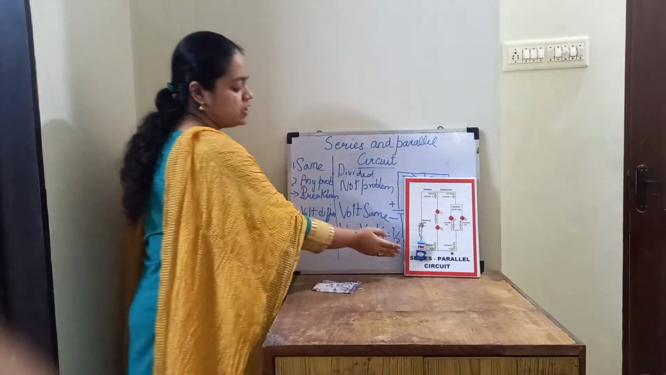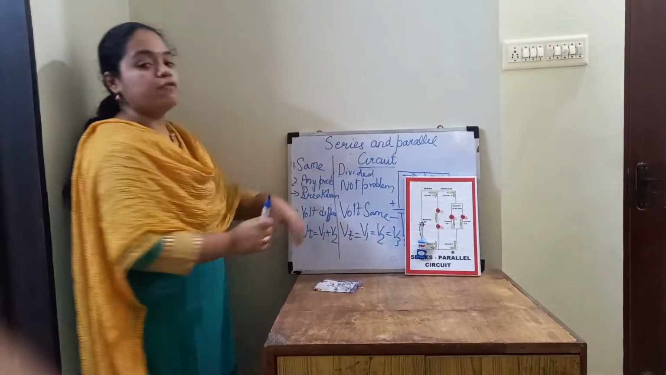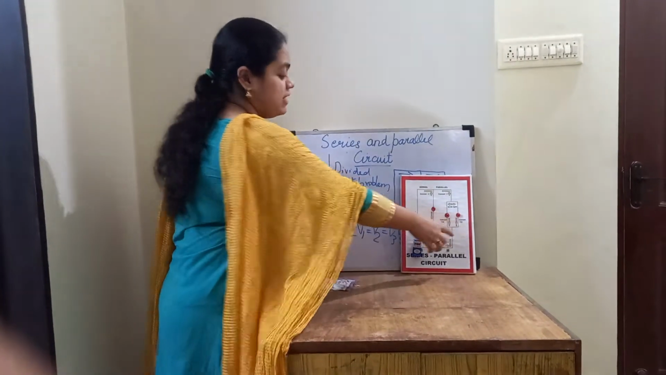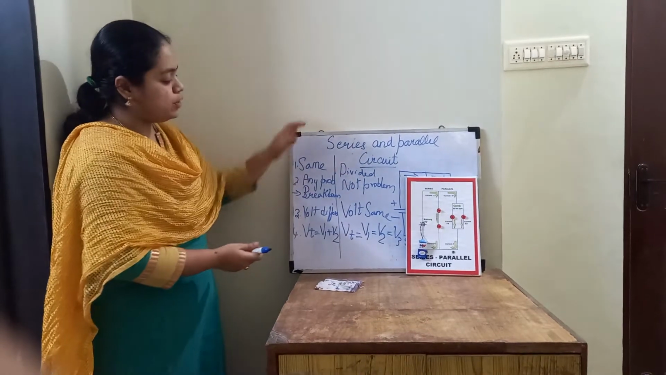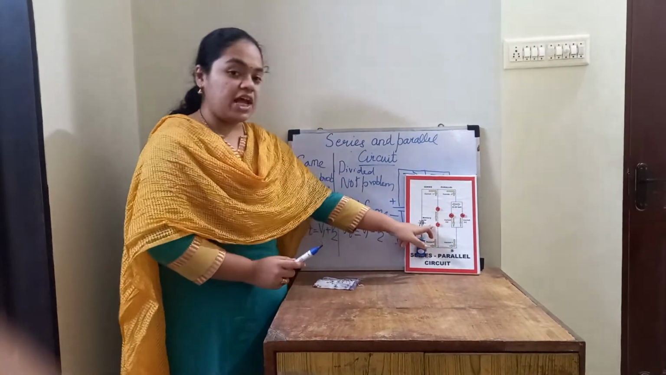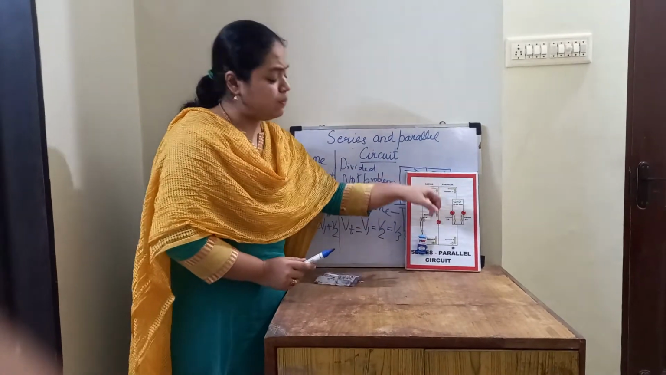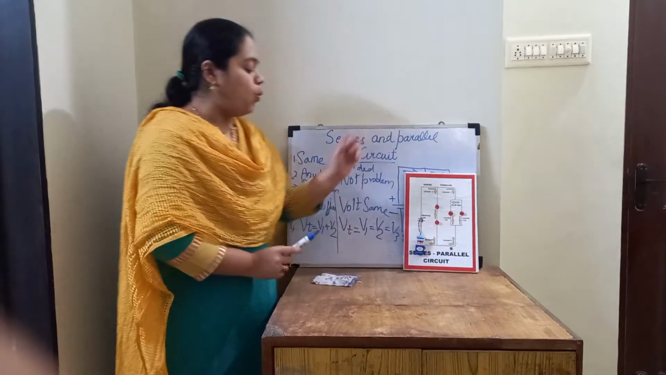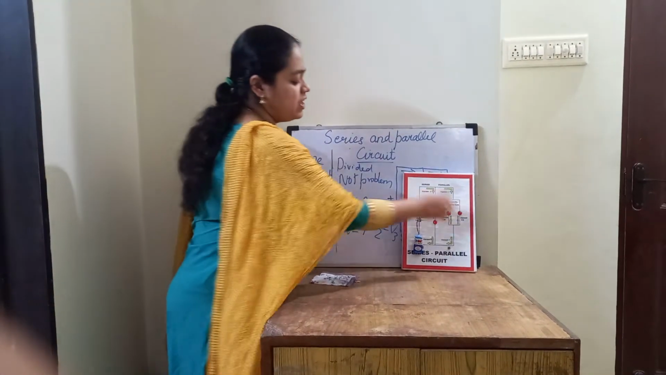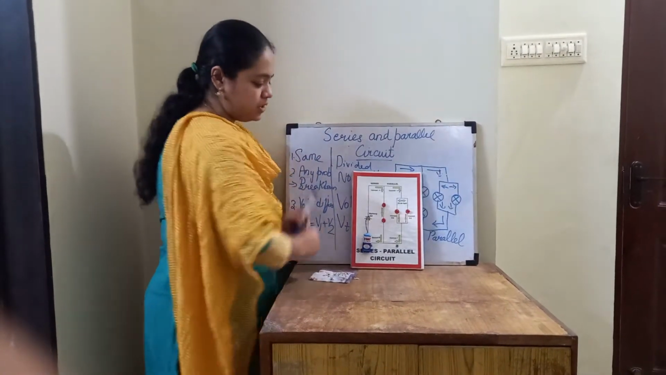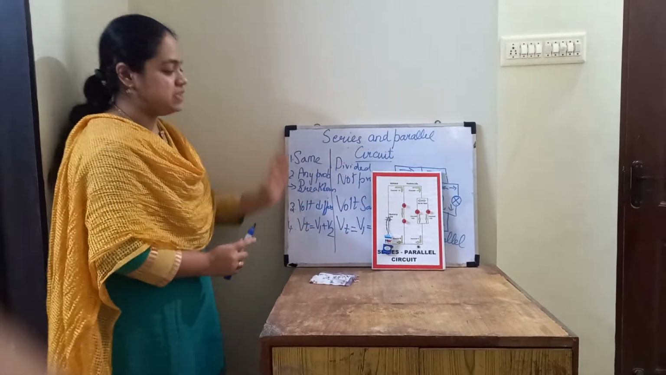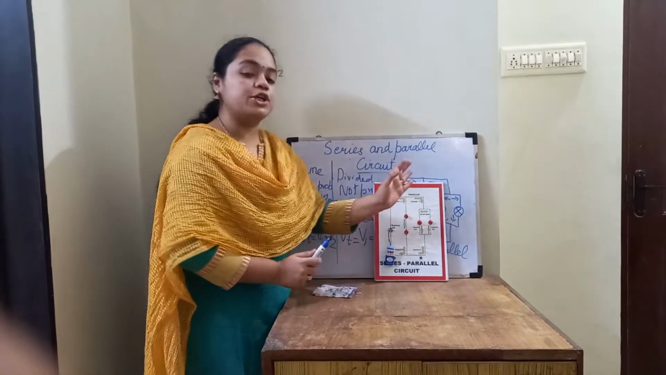So, how do we find the voltage for the parallel circuit? The voltage will be equal for each resistor or bulb. But when you take the series circuit, since the components are connected in line, the voltage from one resistor to the other will differ. So, this is what the series and parallel circuits are, and we have also seen the differences between the series and the parallel circuit.